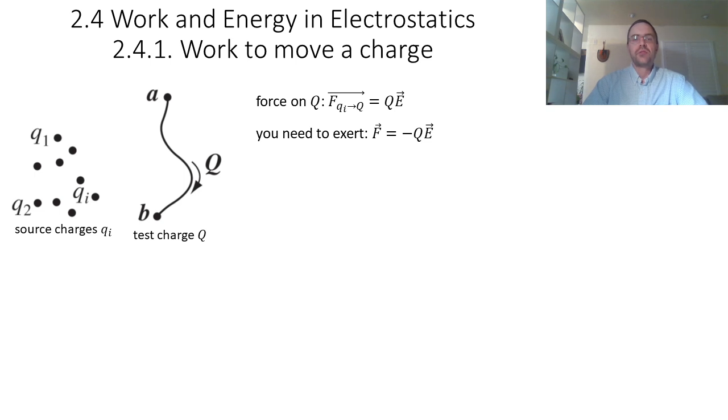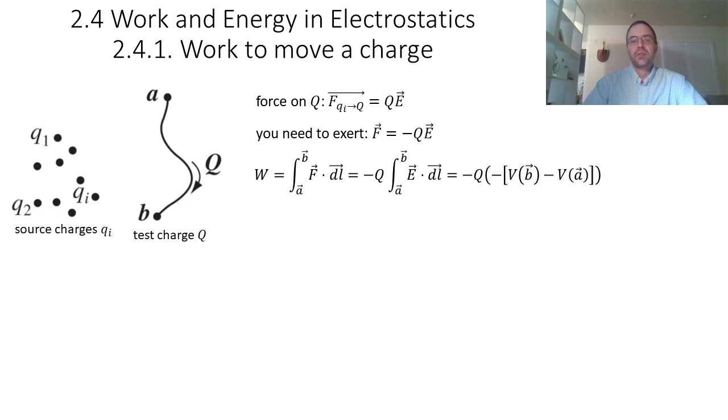Now, if you move the charge from A to B, you will need to exert this force at any point during the displacement. And so the total amount of work during the displacement from point A to point B is given by the integral of the force F dot the displacement dl. So replacing F by minus QE, that is minus Q times the integral from point A to point B of E dot dl.